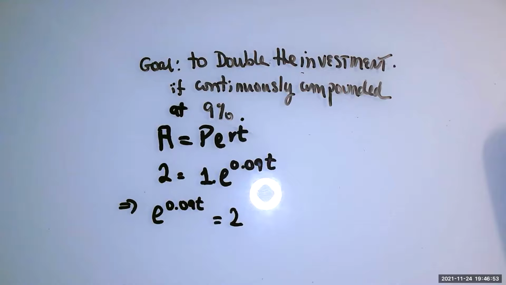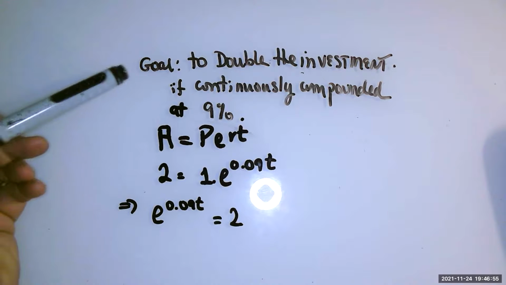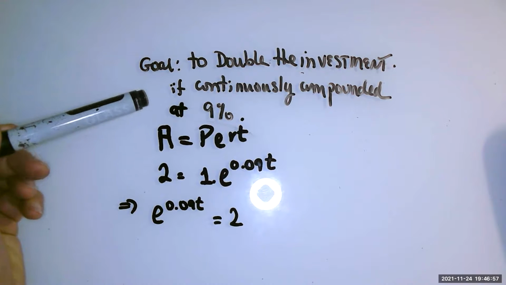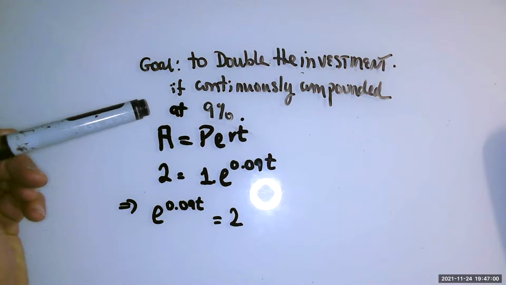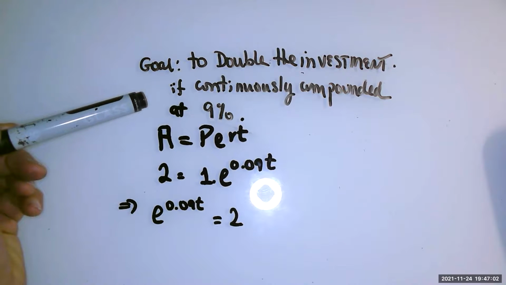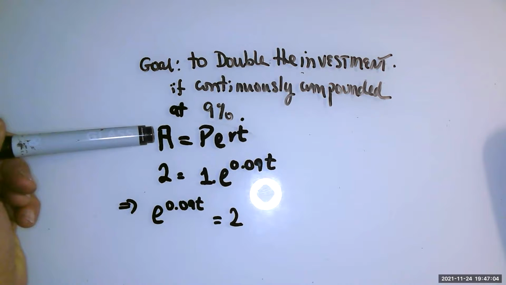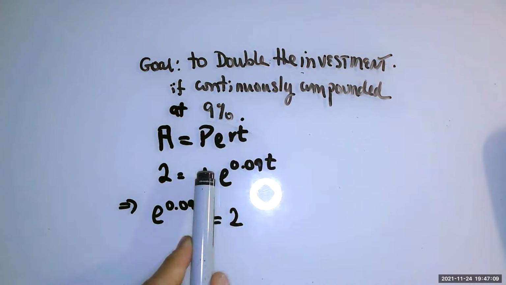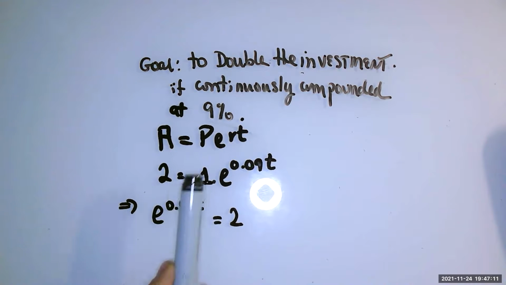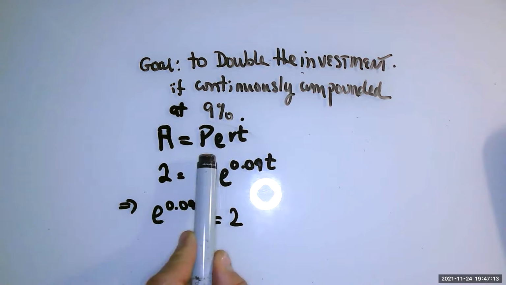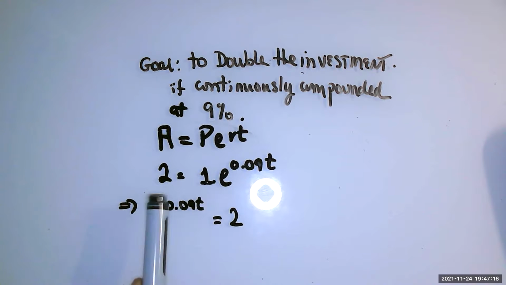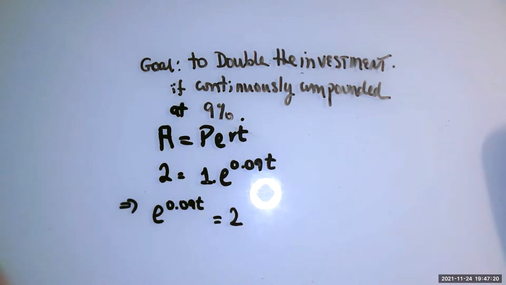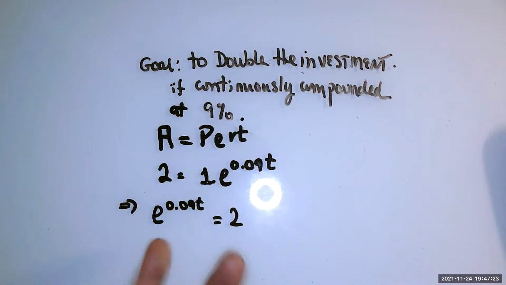Okay, so let's continue. So what is the goal? The goal is to double the investment if continuously compounded at 9%. Since it's continuously compounded, of course, we use the PERT formula. And as I was saying before, we could use any investment. If I invest $10, double will be 20. If I invest 1 penny, 2 pennies, 1 million, 2 billion, $1, $2 will be the obvious one to use. So notice, of course, that we can erase the 1. We don't need it. And I just rewrote it the other way around, so you are more comfortable.